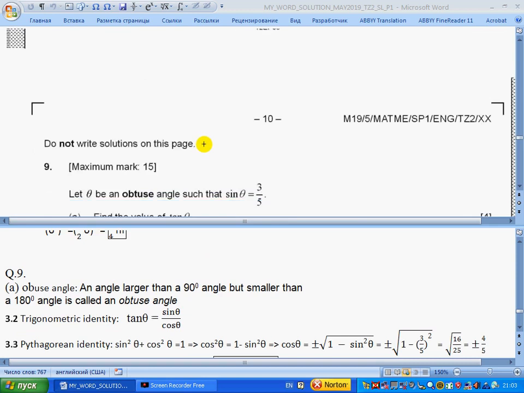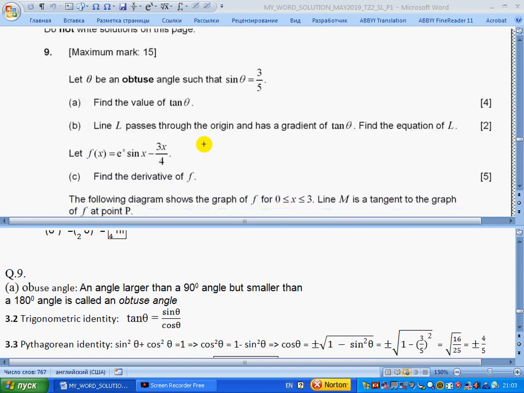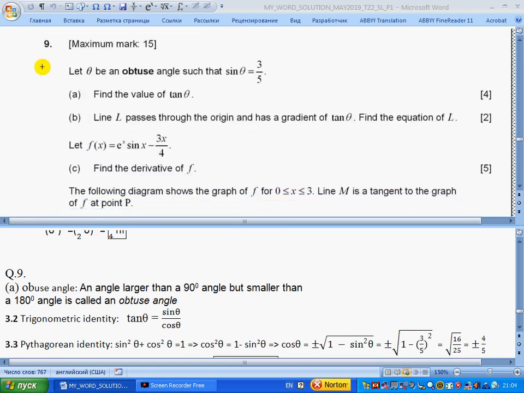Next question is 9. Let theta be an obtuse angle such that sine theta equals 3 over 5. Find the value of tangent.